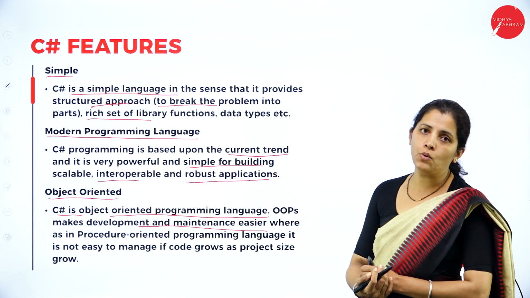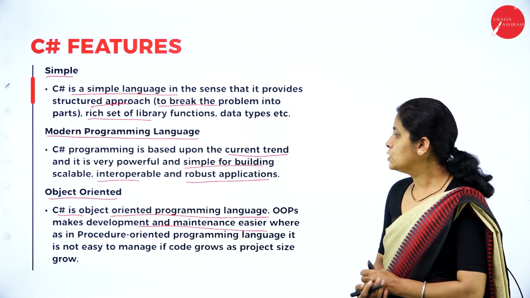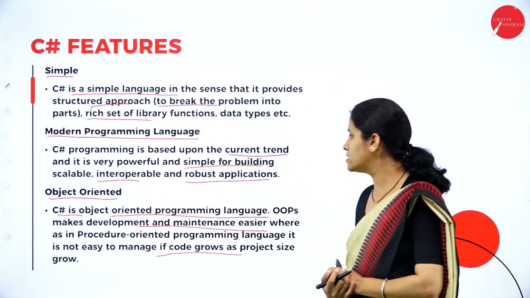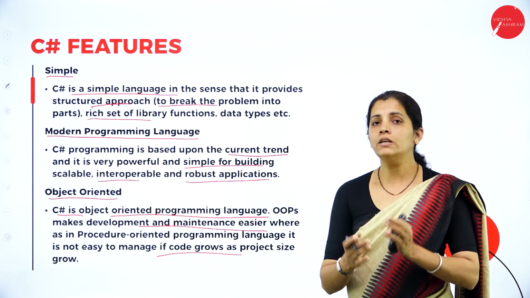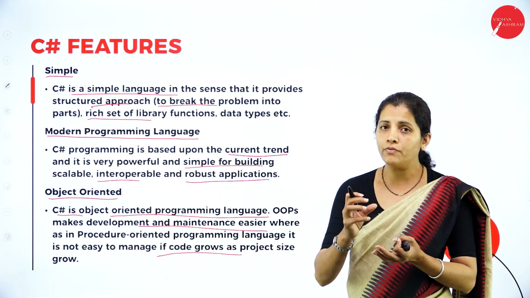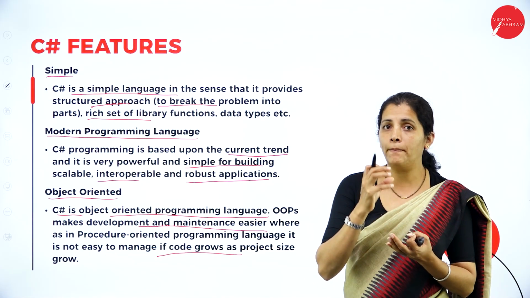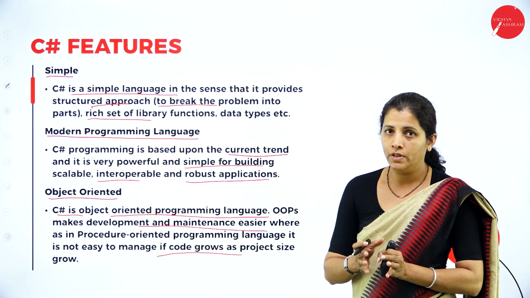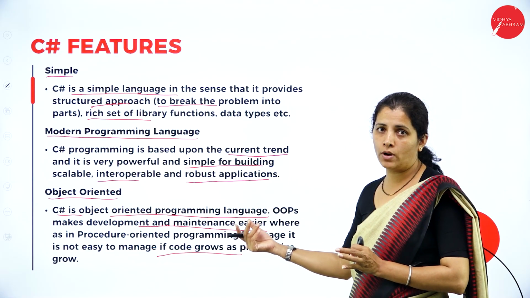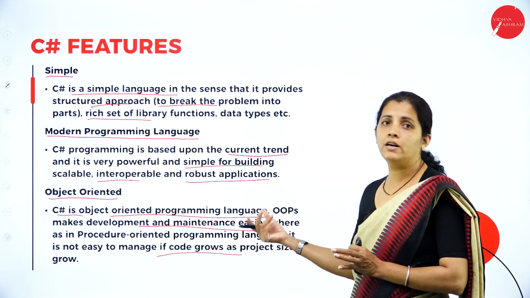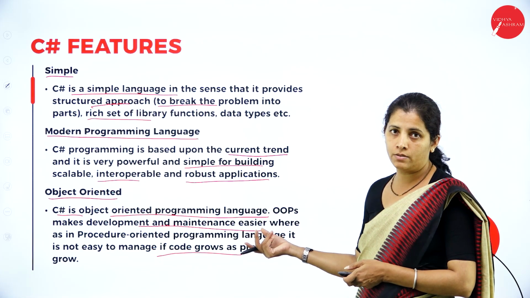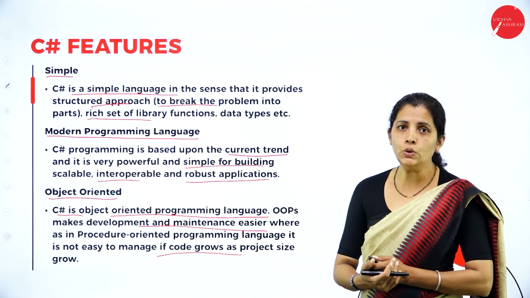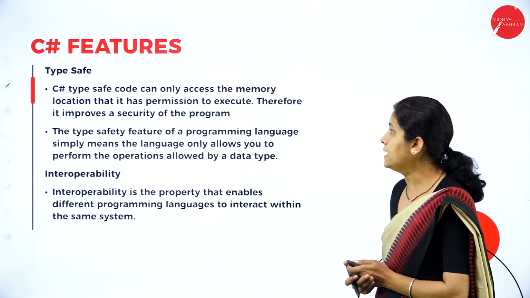whereas in a procedural-oriented programming language, it is not easy to manage code as the code grows with project size. Dear student, we all know that the size of the code is going to increase based on the size and complexity of the project. By using a procedural-oriented programming language, it is very difficult to manage complex problems. To manage complex problems, we most frequently use an object-oriented programming language.